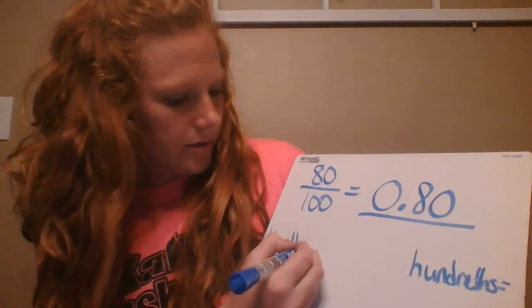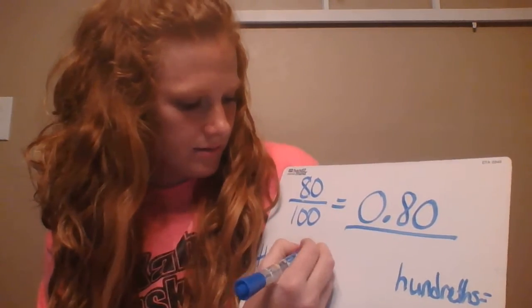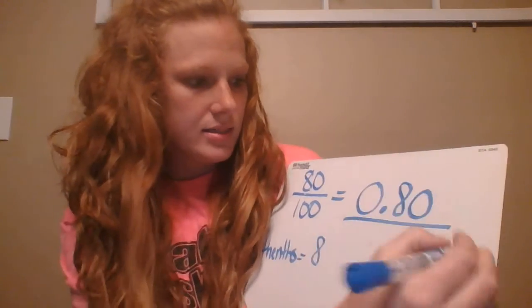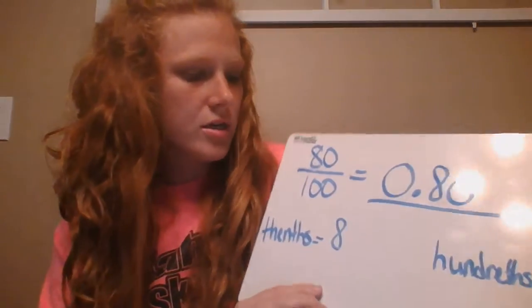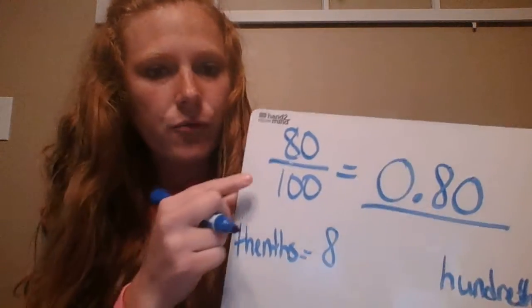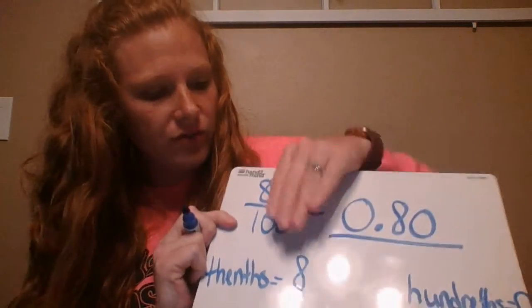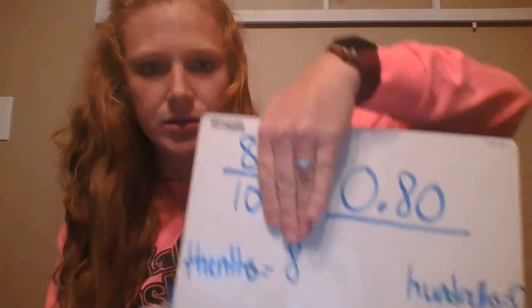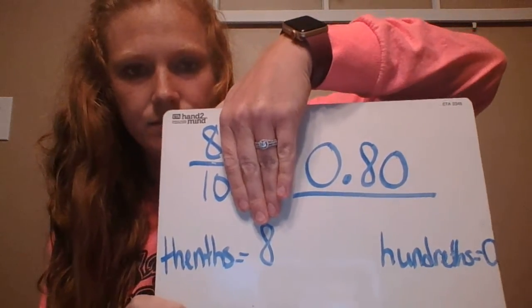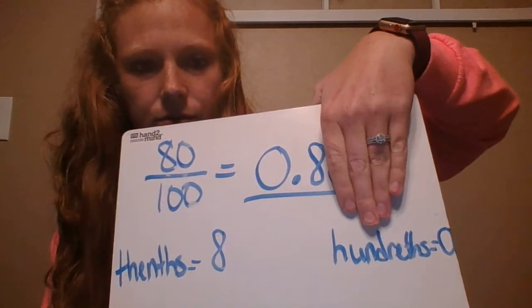So when I write it out, how many tenths and how many hundredths are there? There are 8 tenths and 0 hundredths. So 80 hundredths is actually the same as 8 tenths. So if you were to cover up the last 2 zeros, you can see that it's 8 tenths. Same if you took away this 0, it's 8 tenths.